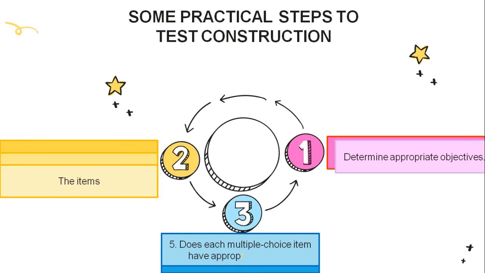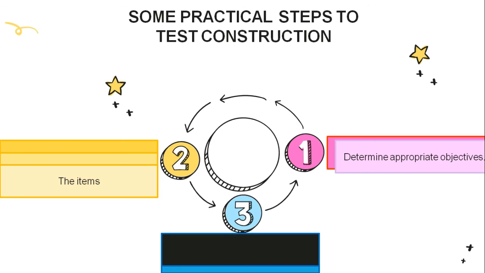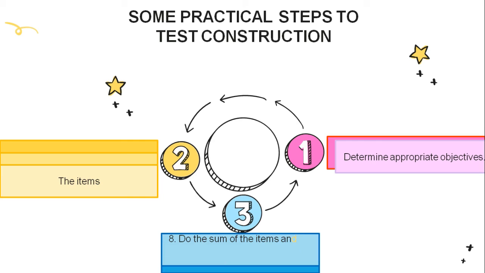After that, does each multiple choice item have appropriate distractors? Is the difficulty of each item appropriate for your students? Is the language of each item sufficiently authentic? The last question is, do the sum of the items and the test as a whole reflect the learning objectives?